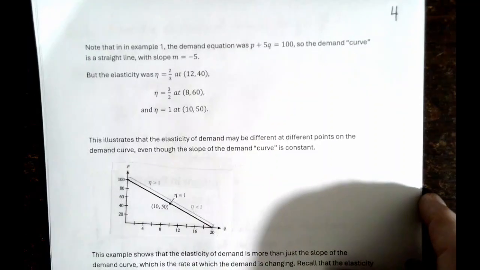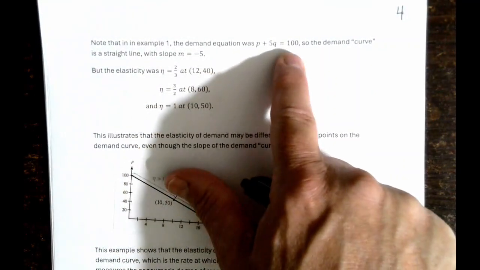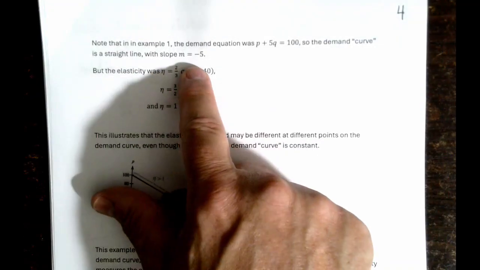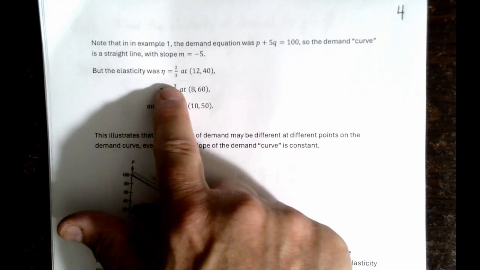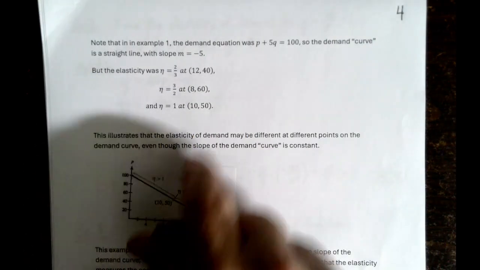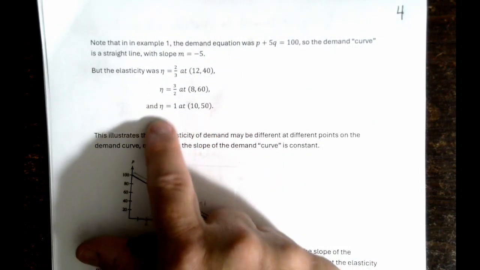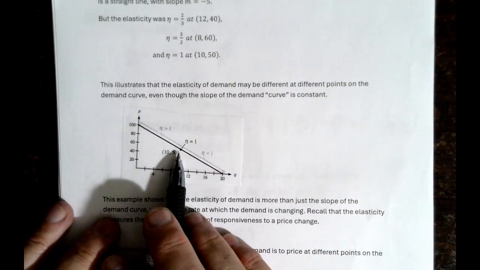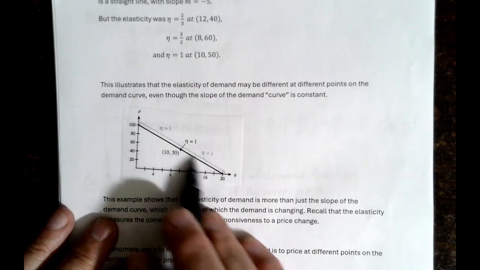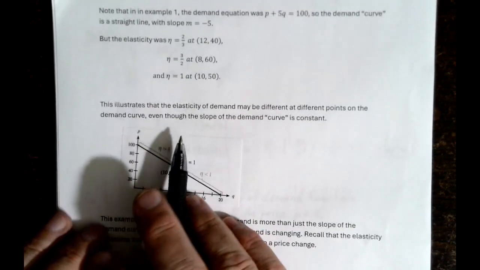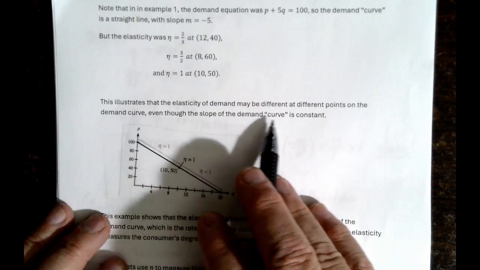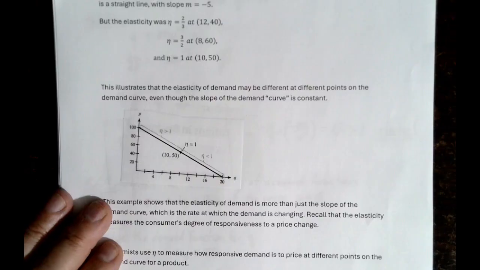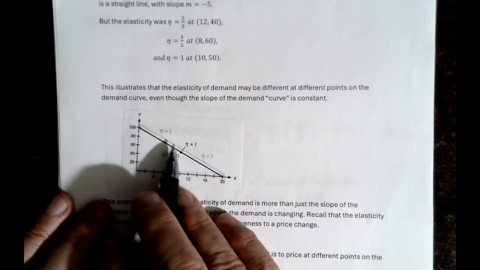So note that in example 1, the demand equation was this. So the demand curve is actually a straight line with the slope equaling negative 5. But the elasticity was 2/3 for this situation, 3/2 for that one, and 1 for this one. So this illustrates the elasticity of demand. Here is where your elasticity was 1. Here's where it's less than 1. Here's where it's greater than 1. So the elasticity of demand may be different at different points on your demand curve. Even though the slope of the demand curve is constant, your elasticity is going to change.